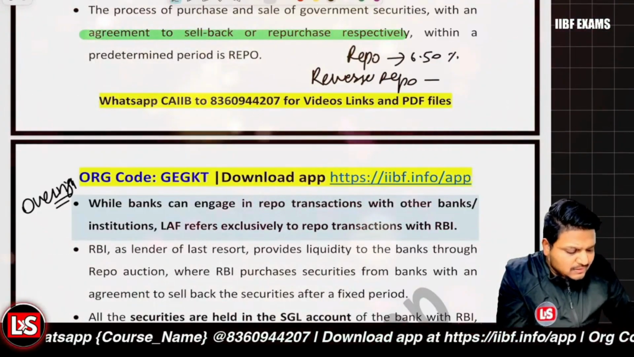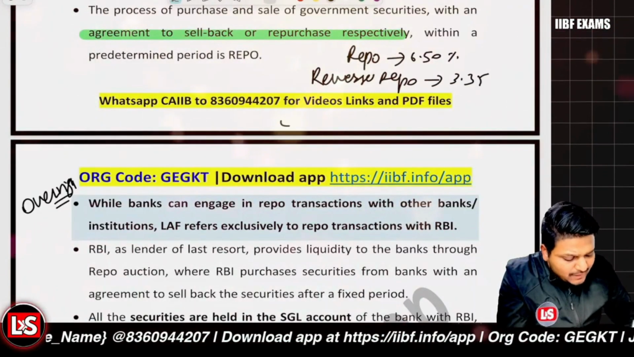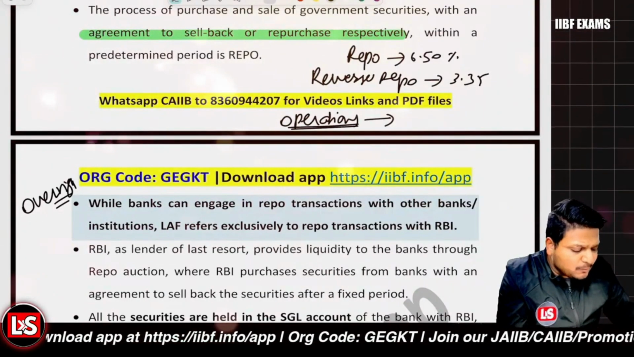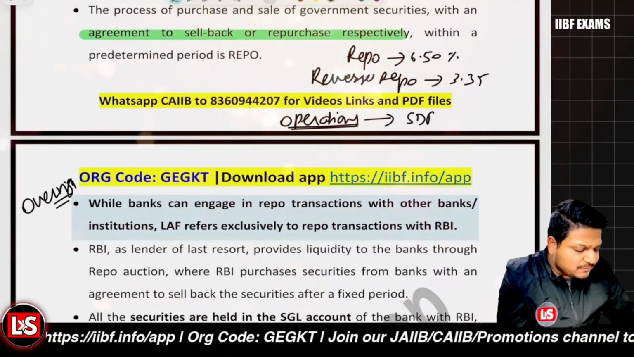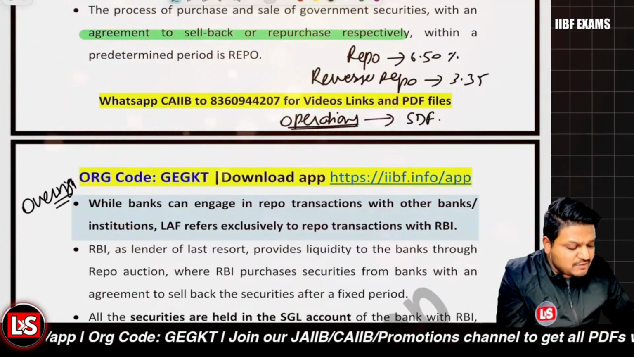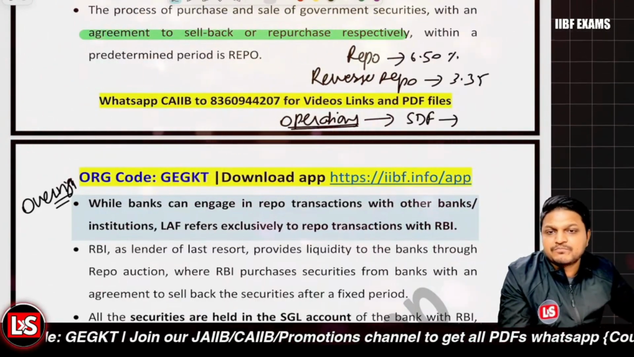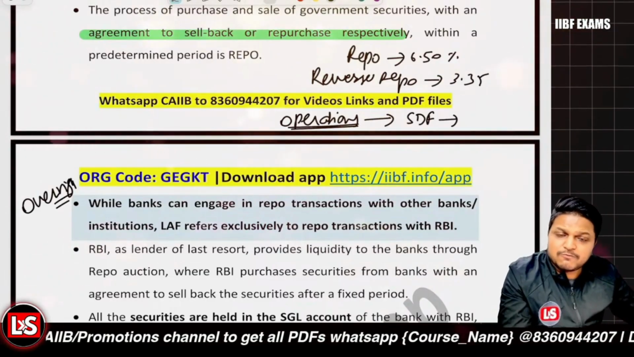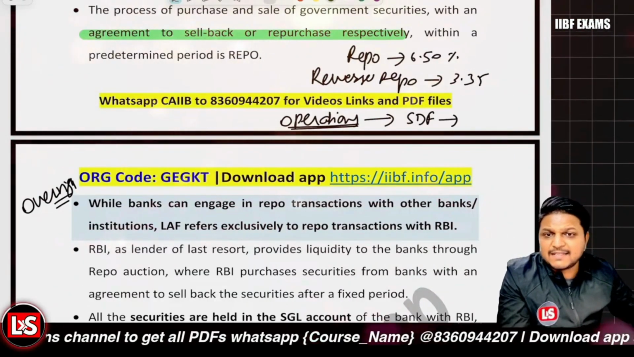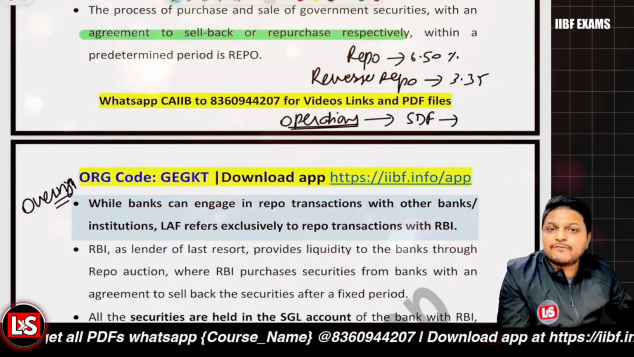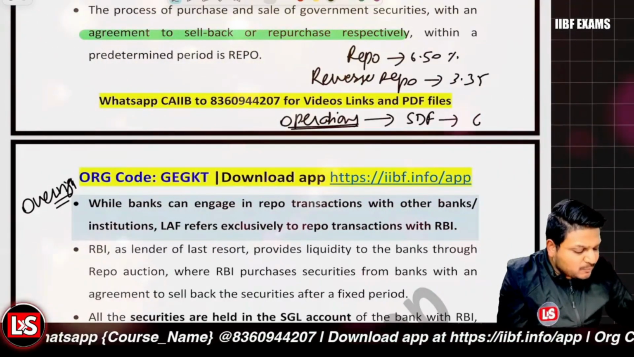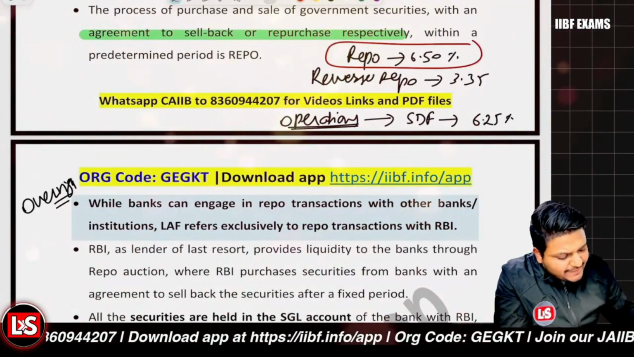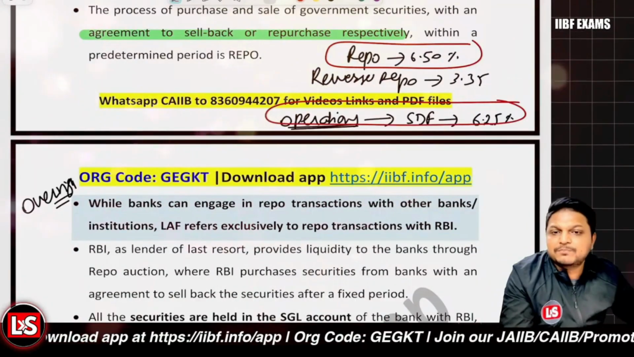Otherwise, it is 3.35. And operationally, in operations, instead of reverse repo, we now use the SDF rate. SDF stands for Standing Deposit Facility. So RBI accepts deposits without collateral, and it acts as a floor for the LAF now. It is standing at 6.25%. So I'm highlighting the same. For LAF right now, these two are used operationally.